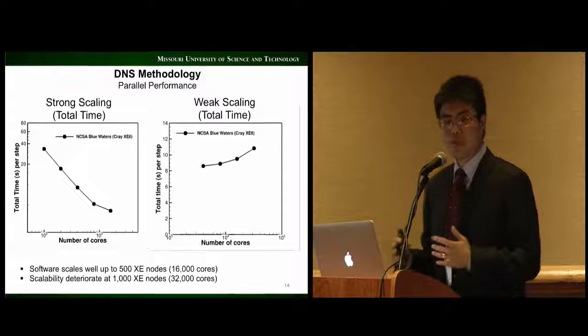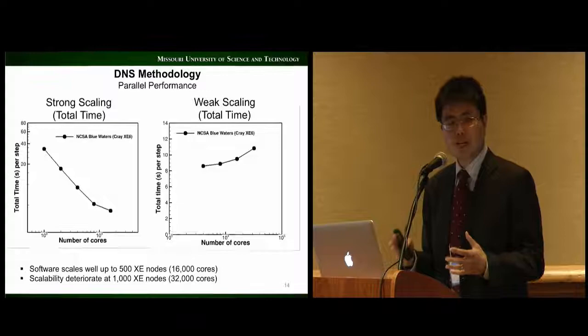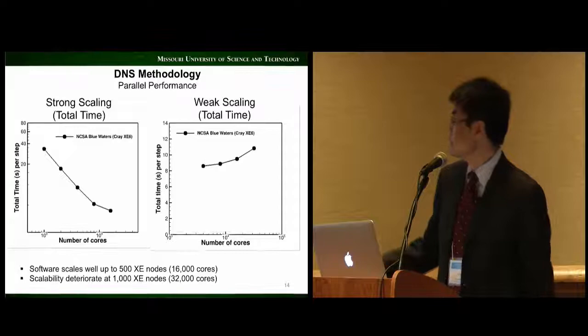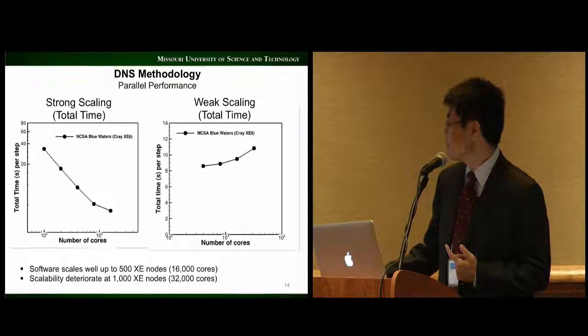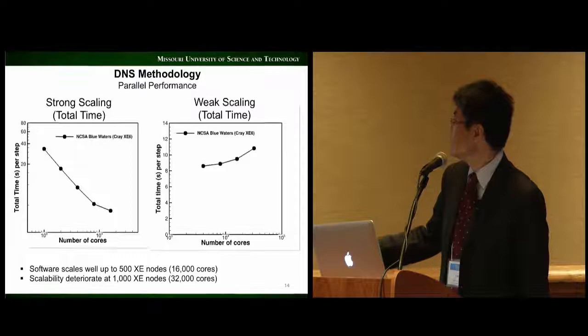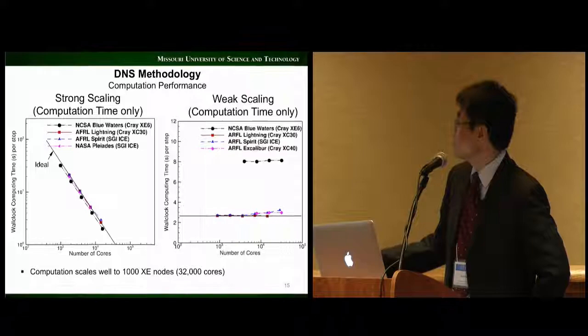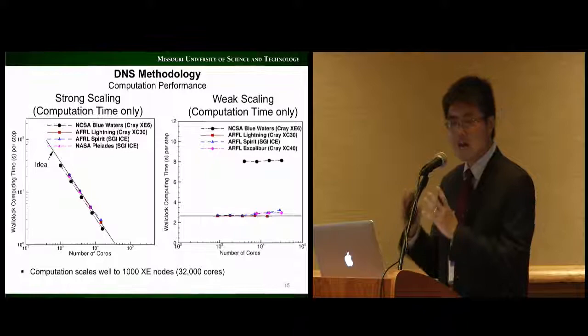Then we look at a strong and weak scaling of the solver. The left figure is a strong scaling. Essentially, the amount of calculation is fixed. I increase the number of cores and see how the time changes. You can see the code does pretty well up to about 500 nodes, and then up to 1,000, it sees some deterioration. The performance deteriorated a little bit. And for the weak scaling, this is how it looks. We further decompose the time into the computation time only. If we only account for the time spent on calculation, this is the performance.